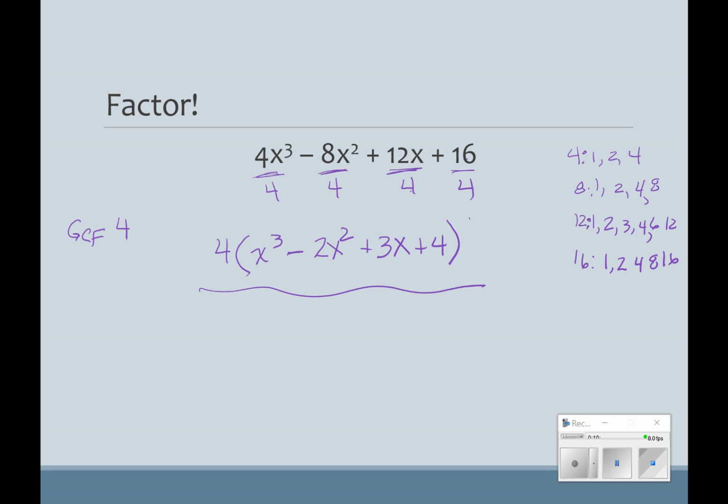4 is a factor of this polynomial. X cubed minus 2x squared plus 3x plus 4 is also a factor of this polynomial.